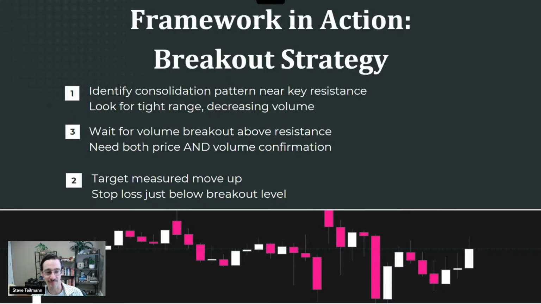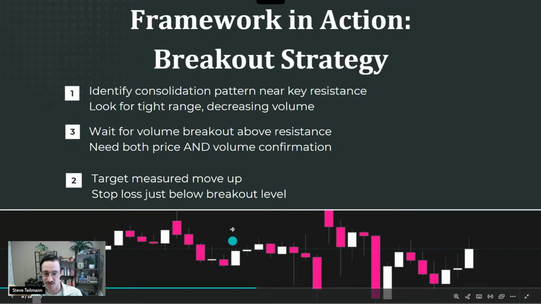So we look for that, and then we essentially are going to target a measured move up. So what do I mean when I say a measured move? A measured move is essentially exactly what it sounds like.